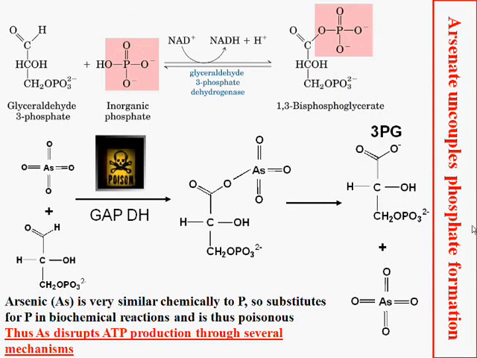One more thing to point out as well, we've talked about how arsenate uncouples phosphate formation. We've seen this already when arsenate poisoned the GAP3 dehydrogenase reaction. What did we talk about? How arsenic is very similar chemically to phosphorus, so it substitutes for phosphorus in biochemical reactions and is thus poisonous. Thus arsenic in this case disrupts ATP production through several mechanisms. Here's one of them that we've seen previously when we were looking at glycolysis and how arsenate poisons the GAP3 dehydrogenase reaction.